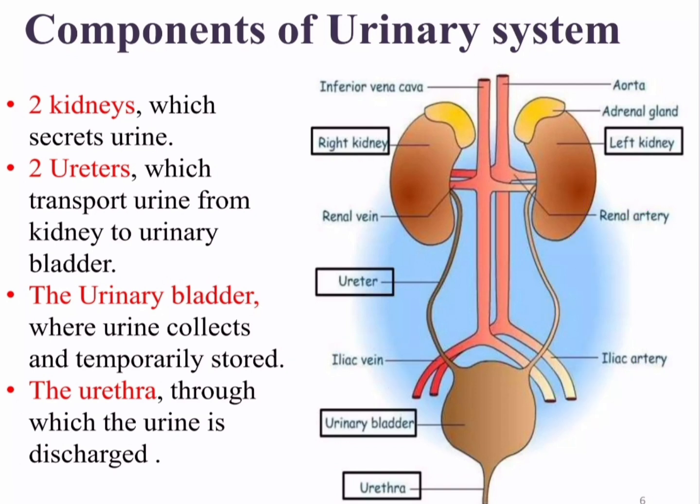The next is the urinary bladder, where the urine collects and is temporarily stored. So urine is collected in the urinary bladder but it is stored temporarily. Then the urethra, through which the urine is discharged. The urethra is the part where the urine is discharged from our body. You can see in the diagram there are two kidneys, two ureters, one bladder and one urethra, the passage through which urine is discharged.